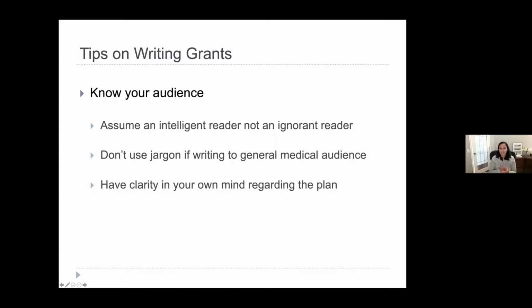The only way to do that is to write as if you're writing to a general medical audience or a general reader, impressing upon them the importance of this work.